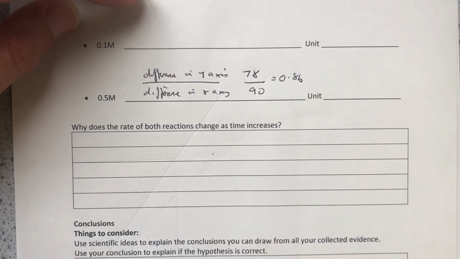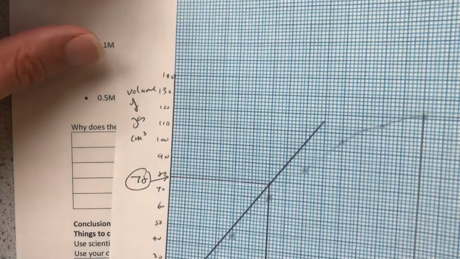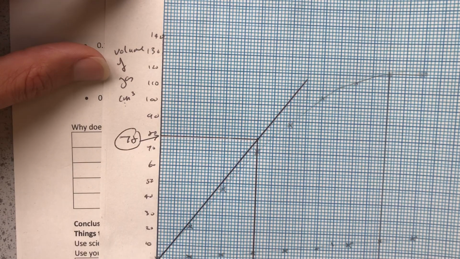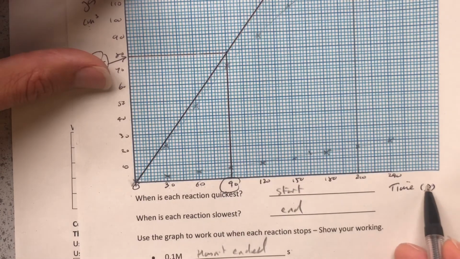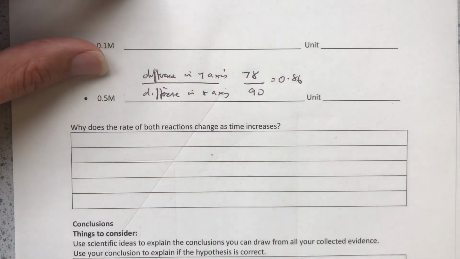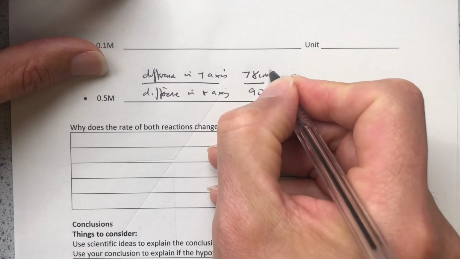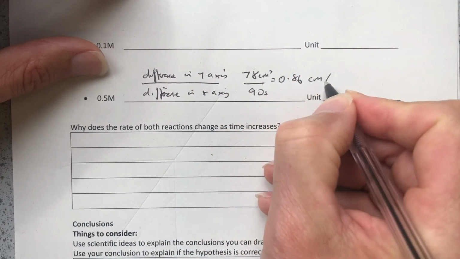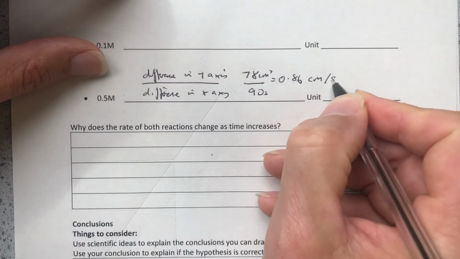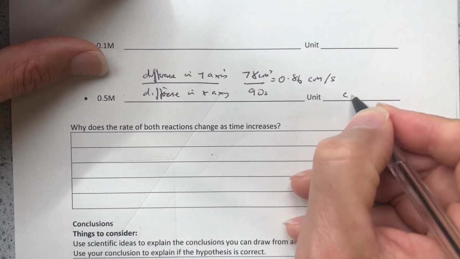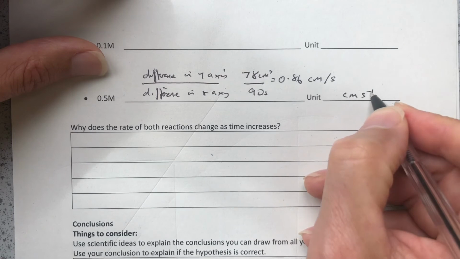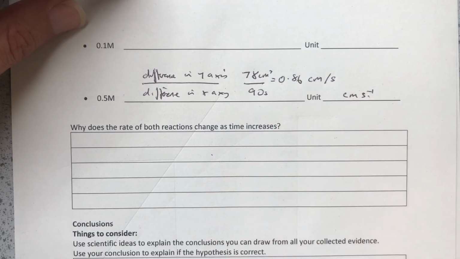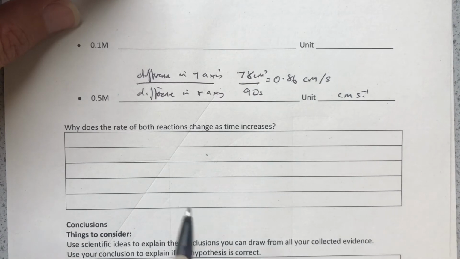0.86. Now we need a unit. This is why we write them on the graph: centimetre cubed was the y-axis, seconds was the x-axis down there. So it is 78 centimetre cubed divided by 90 seconds, so it's centimetre cubed per second. You could write it as centimetre cubed second minus 1. That is exactly the same as that. But either way, the rate is 0.86 centimetre cubed per second.